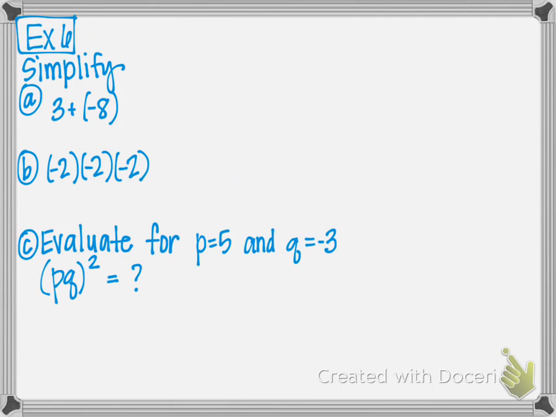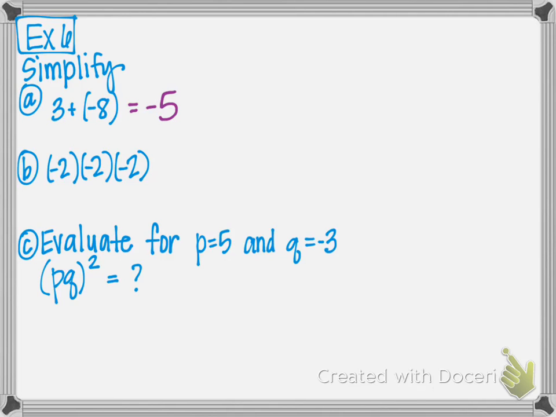Example 6. I want you to simplify. 3 plus -8. You've got 3. Take 8 away, so you're going to have -5. There's a simple rule for that. Same sign, add and keep. Different signs like these, you subtract. 8 minus 3 is 5. And then you keep the sign of the higher number, so it's -5.